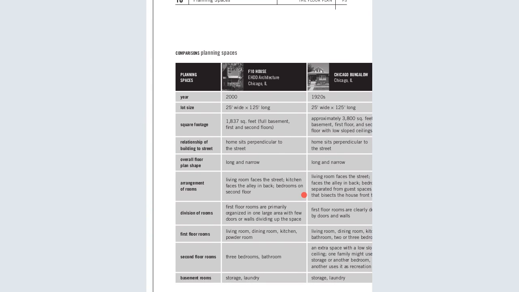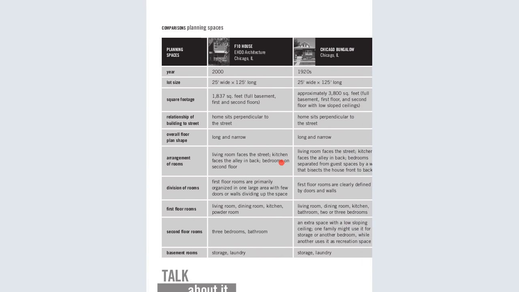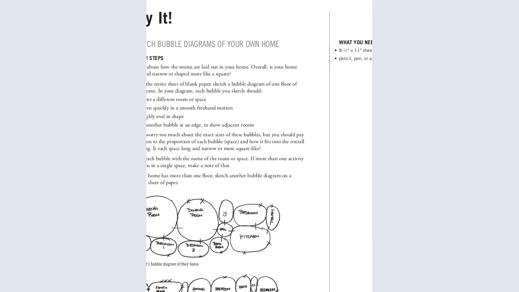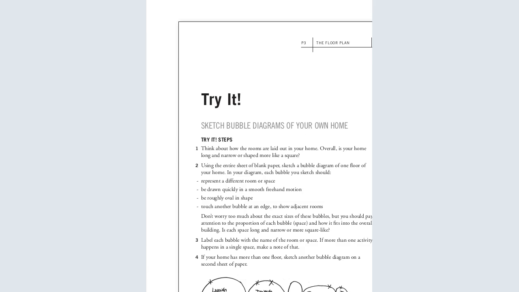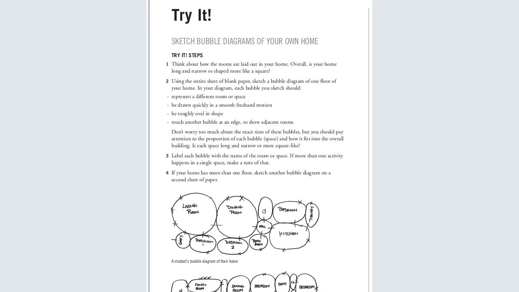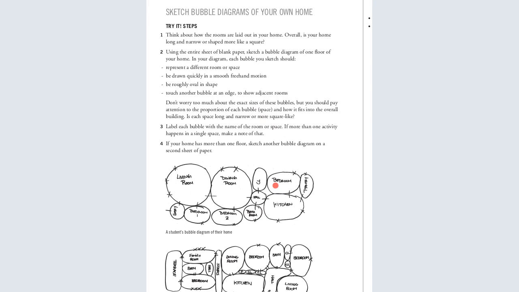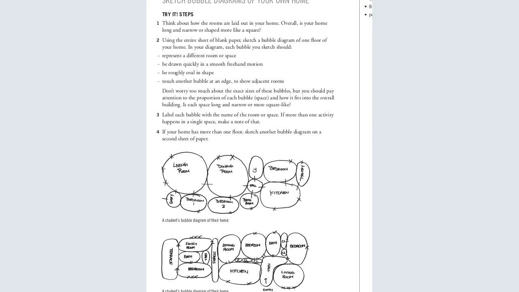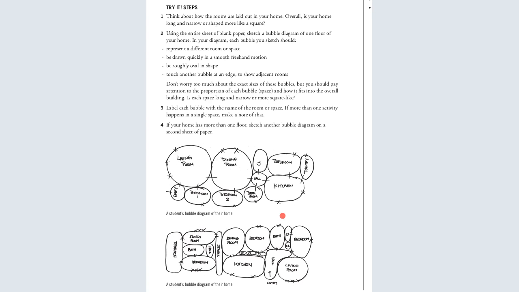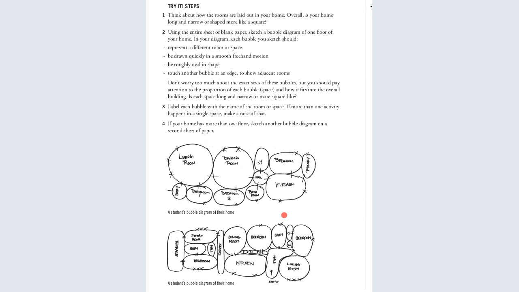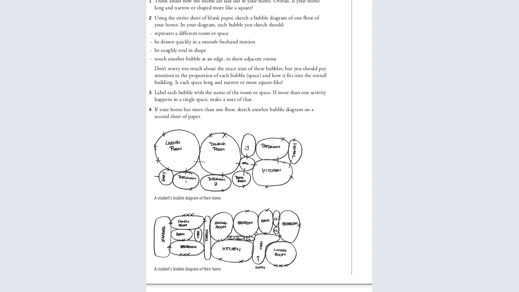Comparison and planning spaces. These are now the spaces and the architect's rooms. So we have been able to know how to define and sketch bubble diagrams for your own home. Think about how the rooms are laid out in your home. Overall, is your home long and narrow, or shaped more like a square? Now use the entire sheet of paper to sketch the bubble diagram. You can do this in your own time.